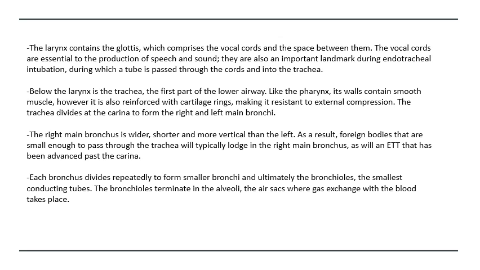its walls contain smooth muscle, however, it's also reinforced with cartilage rings, making it resistant to external compression and collapse. The trachea divides at the level of the carina to form the right and left main bronchi. The right main bronchus is wider, shorter, and more vertical than the left, and as a result, foreign bodies that are small enough to pass through the trachea will typically lodge in the right main bronchus, as well as an endotracheal tube that has been advanced past the carina.